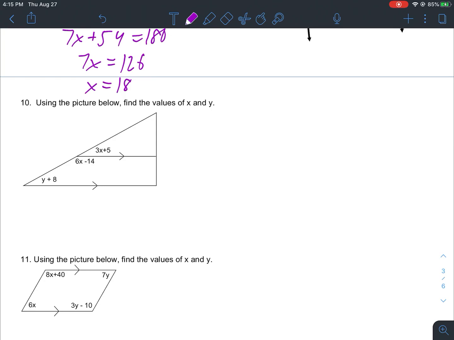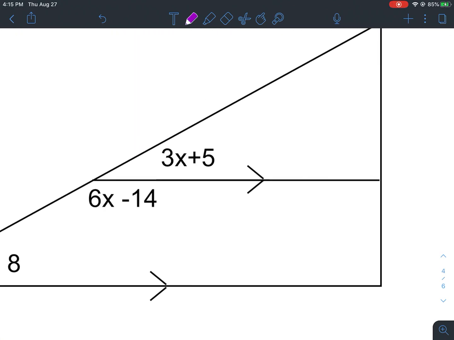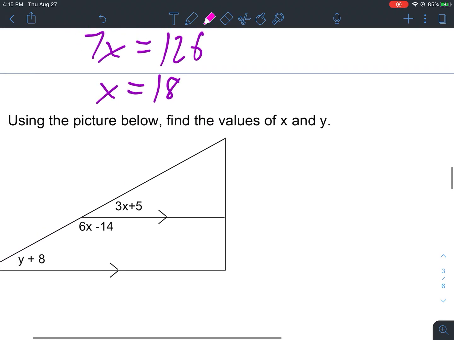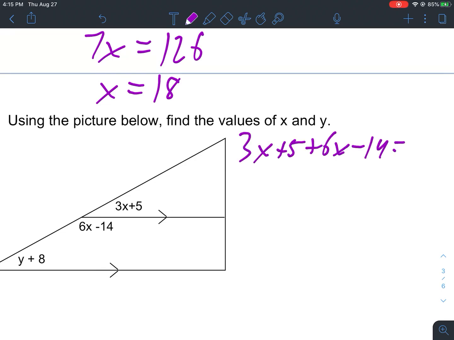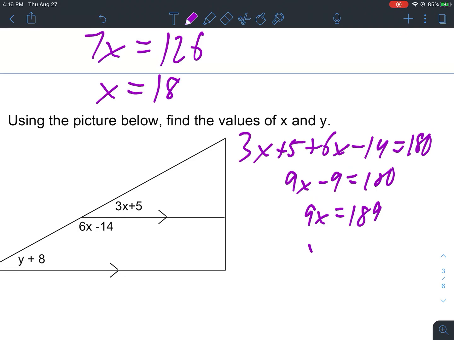Number 10. All right, hopefully you see that there's 2 expressions with x, but only 1 expression with y. So that's a good indication you want to solve for x first. What do you know about these 2 angles? We know they're a linear pair because they form this straight line right here. So therefore they have to be supplementary. Combine like terms. Add 9. Divide by 9. You get x is 21.